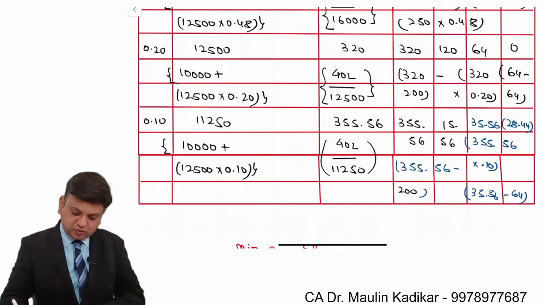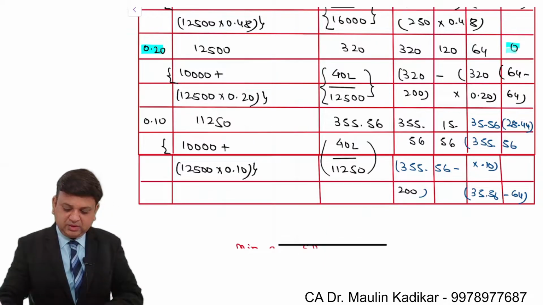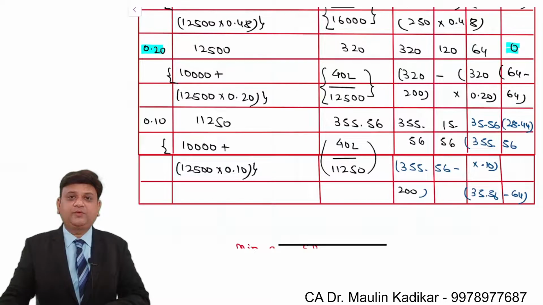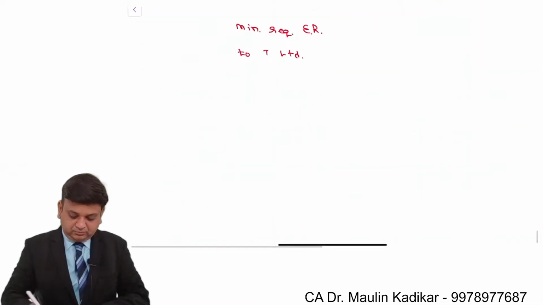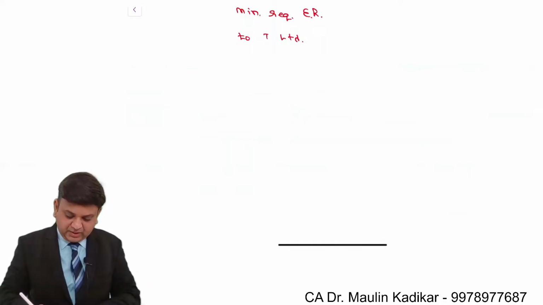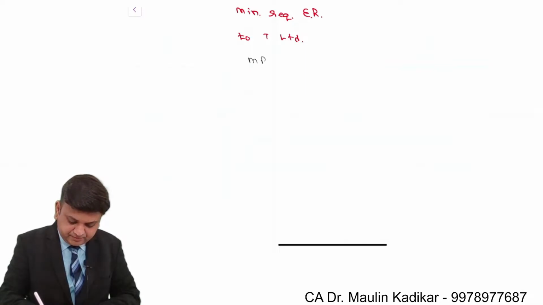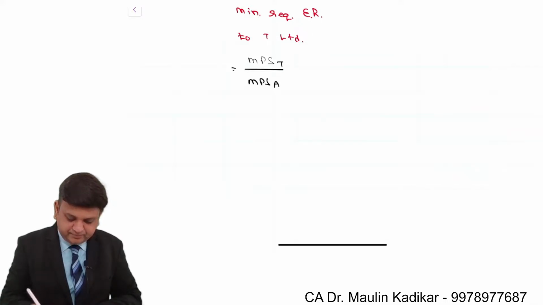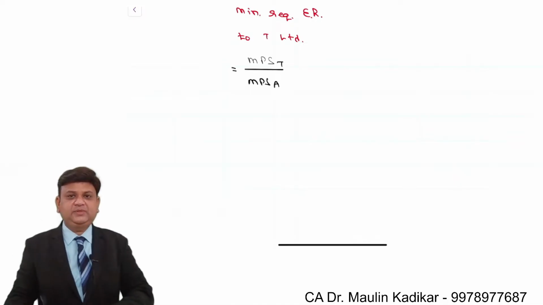The answer is 0.20. We can see that at 0.20, target company is having a situation of no profit, no loss. Again, we understand that for the purpose of calculation of this answer, we cannot apply a formula as MPS of T upon MPS of A. Application of this formula is not permissible. Why? Because there is a gain due to merger.